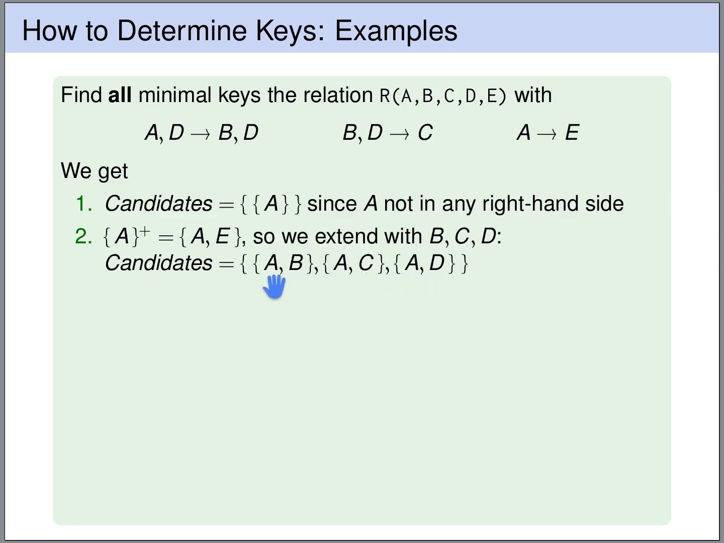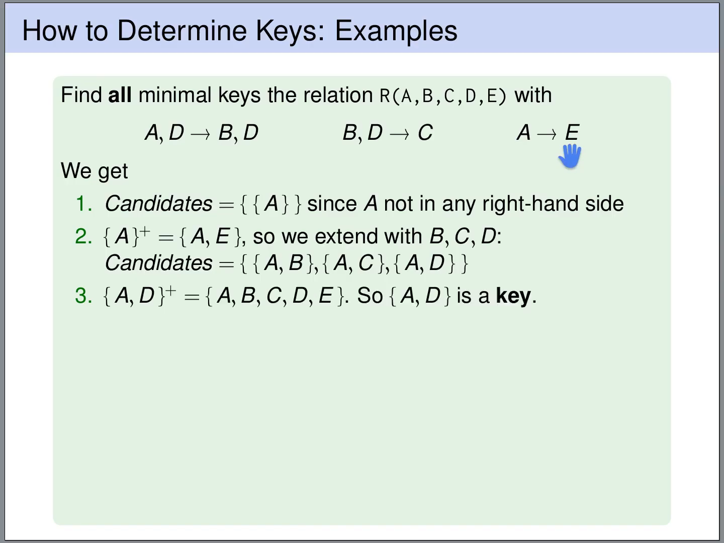Next, we can look at any smallest candidate. They all have the same size now. So we can, for example, look at AD. Computing the cover of AD gives us B also. So we get B. From B and D we get C, so we also get C. And from A we get E, so actually we get all of the attributes. So AD is already a key. So we have found one minimal key of this relation.